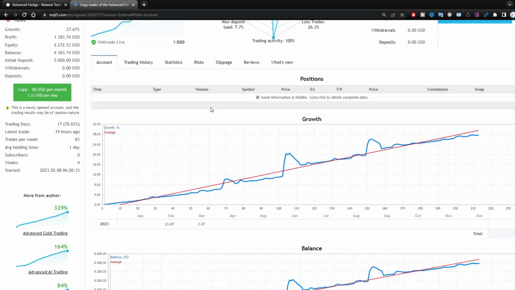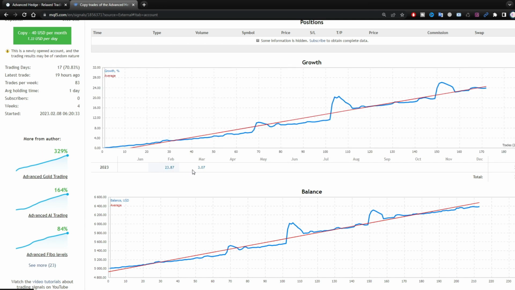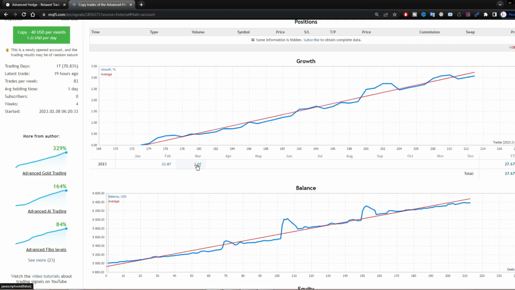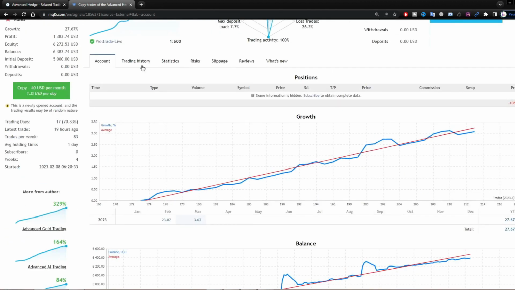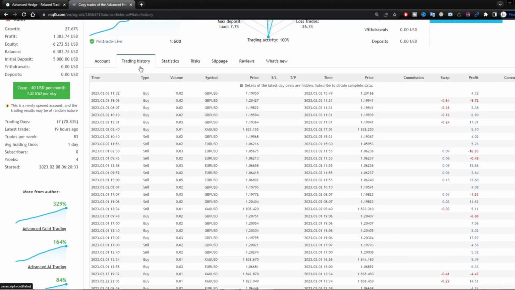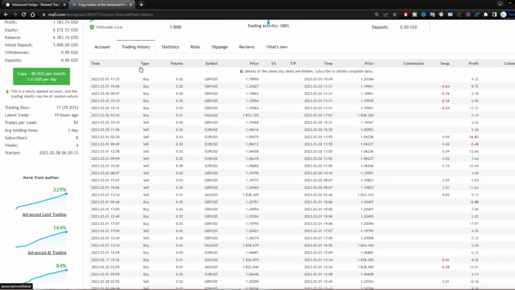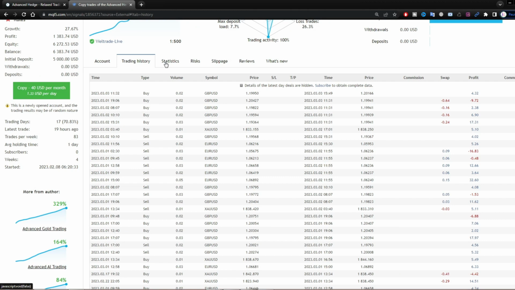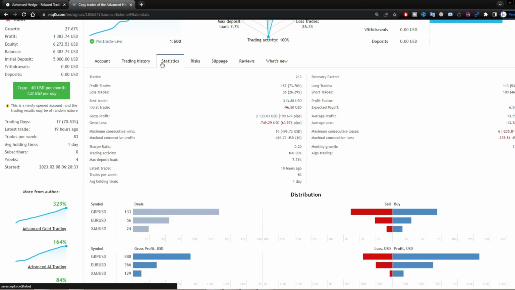New trading starts from February 2023. The total profit that has been obtained so far is at 27.67%. Trading history. There are 3 pairs that are conducted. Statistics. Here you can pay attention to the results of advanced hedge trading.